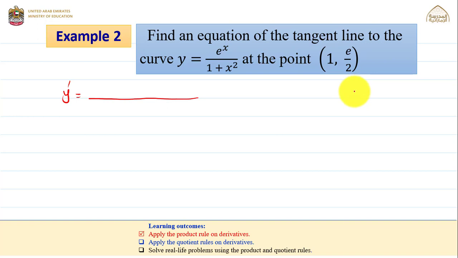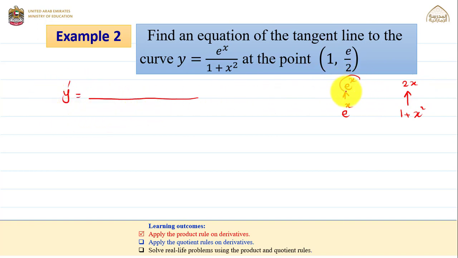Then we can write our numerator and denominator like this: e to the power x and 1 plus x to the power 2. Then find each derivative above. The derivative of e to the power x equals e to the power x. The derivative of 1 plus x to the power 2 equals 2x. Then we need to find this derivative.